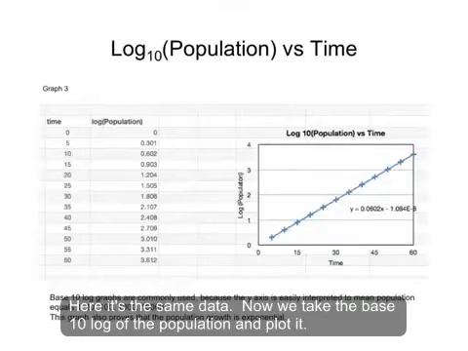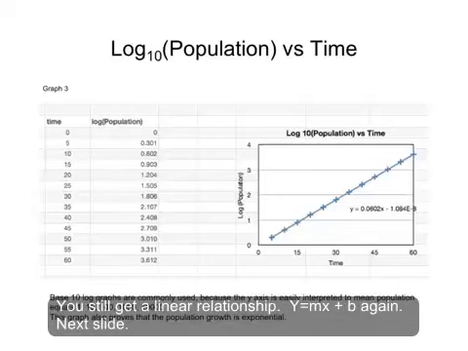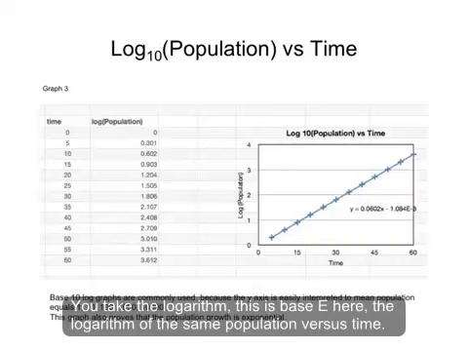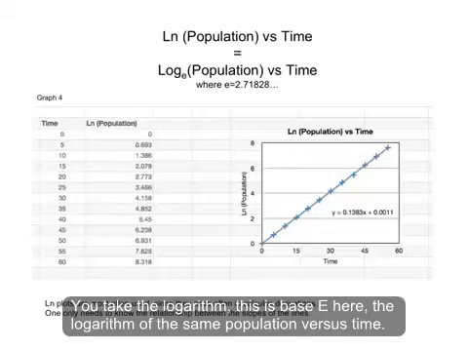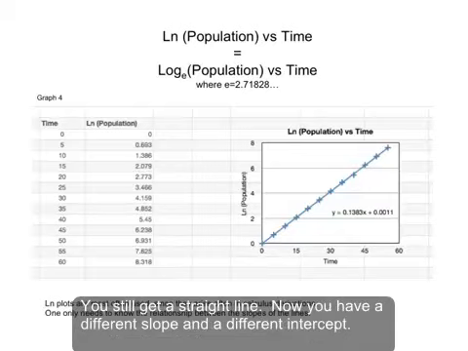All right, and then here it's the same data, and now we take the base 10 log of the population and plot it. You still get a linear relationship, and y equals mx plus b again. Next slide, take the logarithm, so this is the base e here, the logarithm of the same population versus time. You still get a straight line, and now you have a different slope and a different intercept.